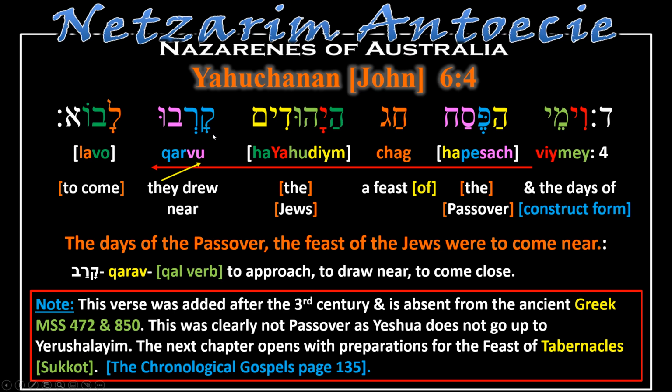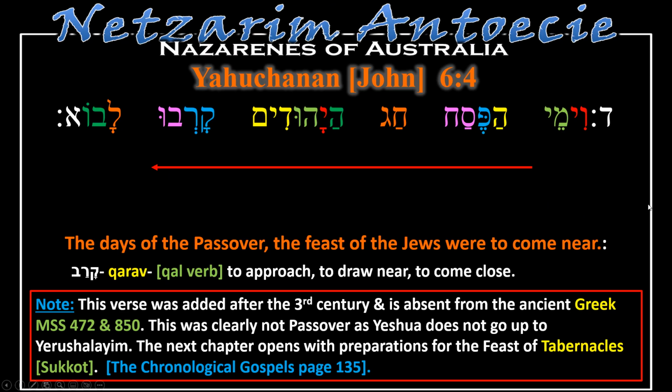And then we have Karvu, which means they drew near. And we're talking about the days of the feast. They drew near. And then it is Lavo, to come. So therefore, we have the days of the Passover, the feast of the Jews, were to come near. And I've given you karav, which is a kal verb meaning to approach, to draw near, or to come close. And so we now can read that.